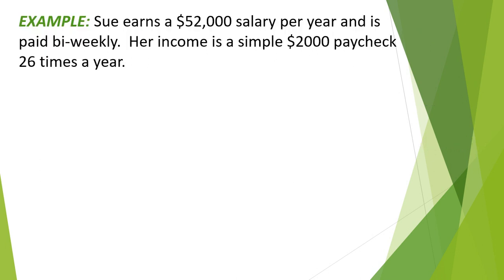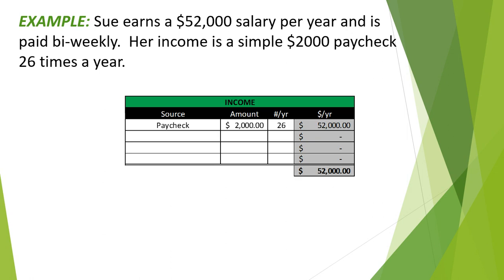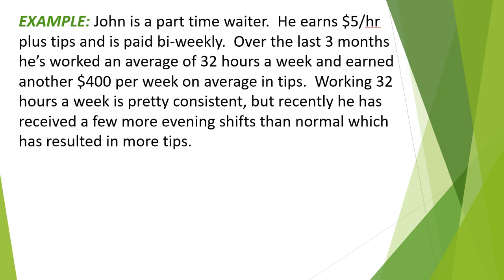So let's start with something nice and simple. In this example, Sue earns $52,000 a year in salary. She's paid biweekly. Her income is just a simple $2,000 paycheck, 26 times a year. It's about as simple as it gets. Let's take a look at another one. John's a part-time waiter, earns $5 an hour plus tips, and is paid biweekly as well.